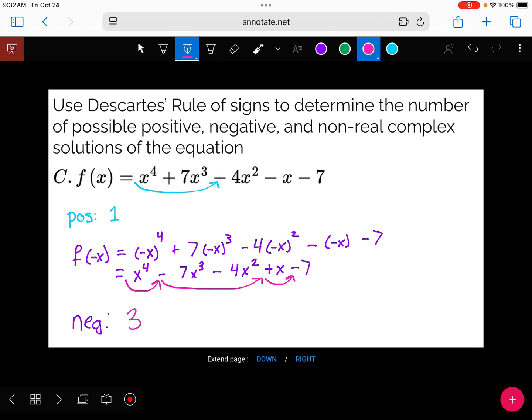Absolutely true. Or we could have 1 negative root. So it always counts down by even numbers. We count our sign changes. So we have 3 sign changes, so it could be 3, or if I take away 2, it could be 1.